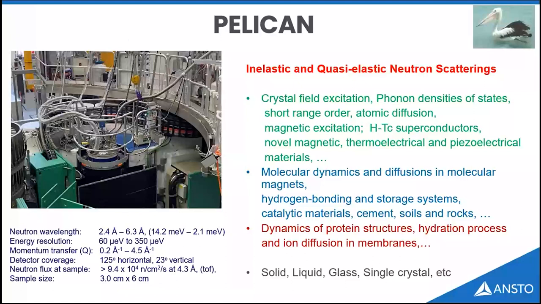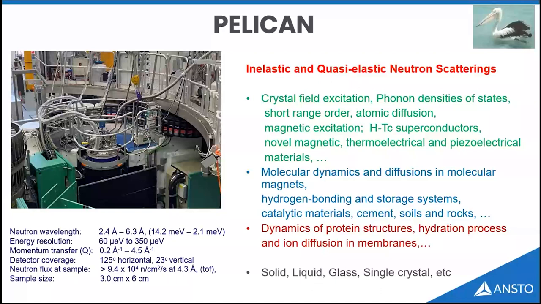Pelican is a cold neutron spectrometer, and the energy range is very low, from 14 meV to 2 meV. We have a reasonably good resolution from 60 micro eV to 350 micro eV, and cover a reasonable Q range from 0.2 inverse angstrom to 4.5, depending on the incident energy we use.